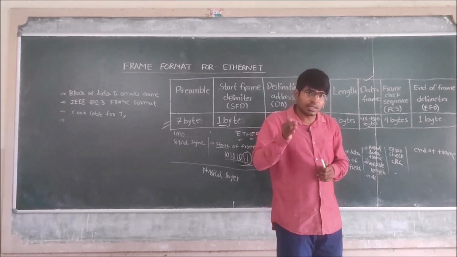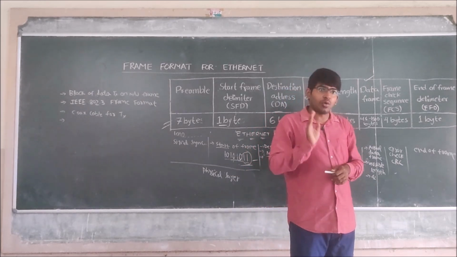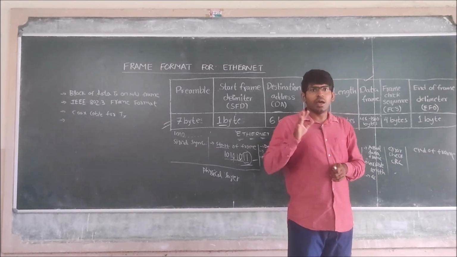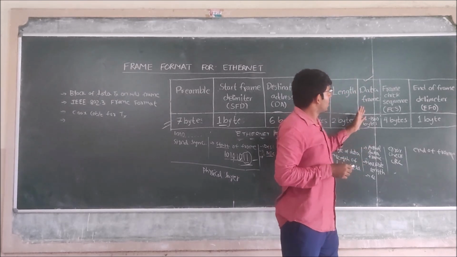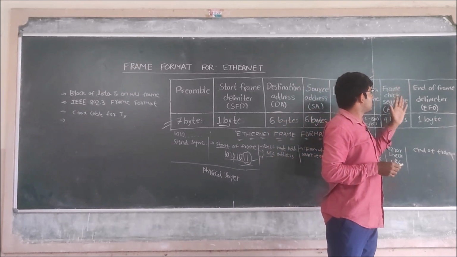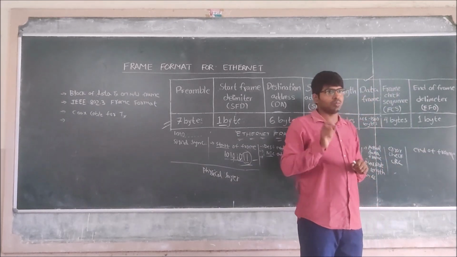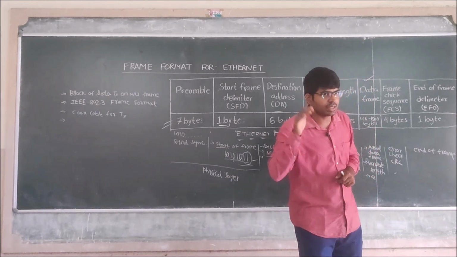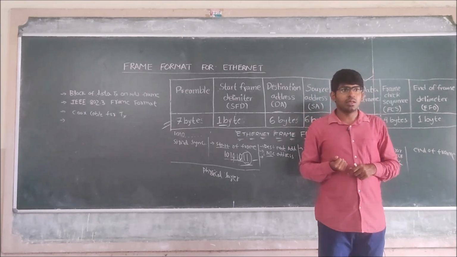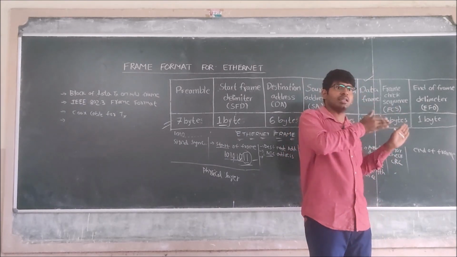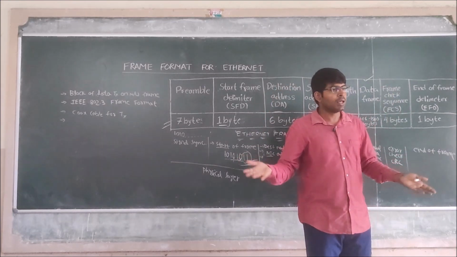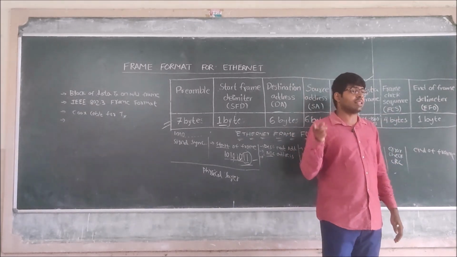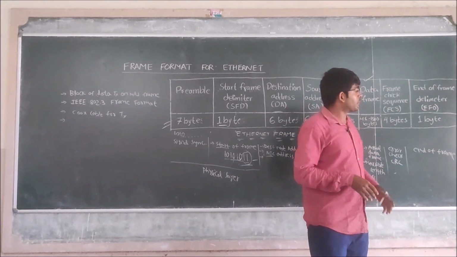Sir, what if the data is less than 46 bytes? My data is only 40 bytes. No problem. We will add zeros and then transmit it. Then we send the frame check sequence, FCS. It is a code that checks whether there is an error in the data or not. It checks at the receiving side. If the checksum calculated at the transmitting side and the receiving side are the same, then there is no error in the data. But if the checksum calculated at the receiving end is different, then there is an error. We can detect that error.